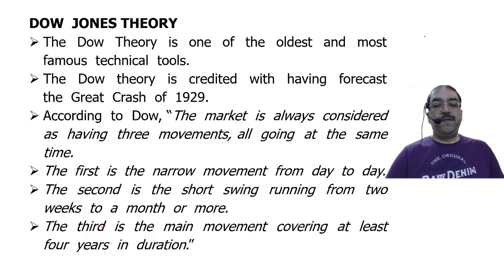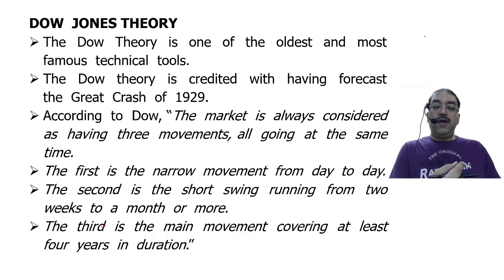Okay, what do we have here? The Dow Jones theory, or the Dow theory in short, is one of the oldest and most famous technical tools. To understand the stock market, to understand the movement in the stock market, it is important for us to know the movement of the stock, why it is taking place, what is the impact of that, what is the implication of that, what does it imply. An upward movement, does it mean that things are good? A downward movement, does it mean that things are bad?